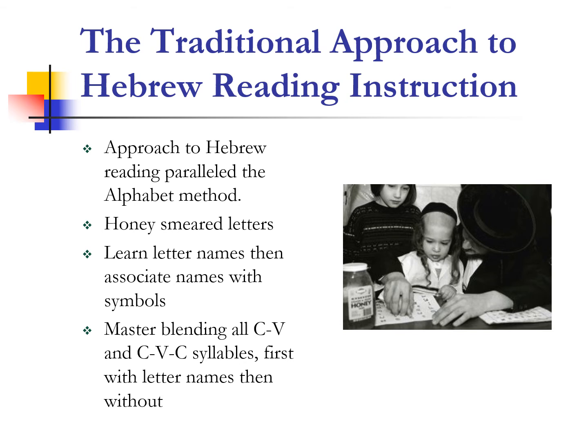The students are taught the names of the letters first. So first they learn how to recite the entire alphabet without seeing anything, and then they learn to associate the names of the letters with the individual symbols. And then they master all consonant vowel and consonant vowel consonant syllables first with the letter names, and then they have to relearn the whole thing without the letter names.